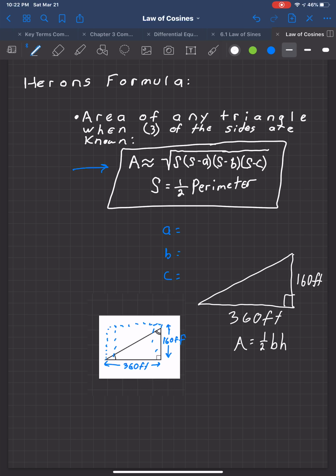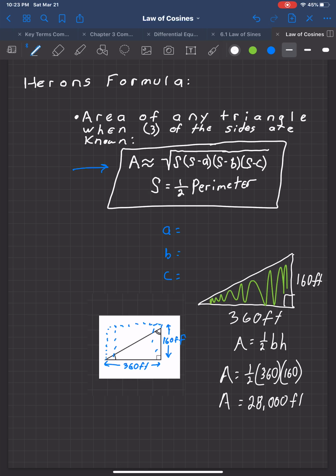So let's go ahead right now, not using Heron's formula. If you grabbed your calculator and you wanted to find the area of that right triangle, it would be 1/2 times 360 times 160. The area is equal to 28,800 square feet. Now that is the exact area.